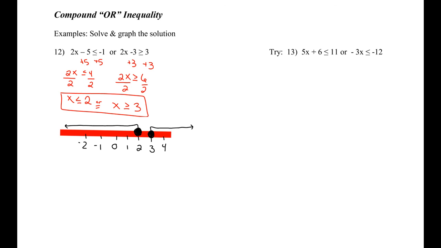Please try example 13 on your own. We will go over it tomorrow in class. For the examples that I asked you to try on your own, if you're unable to figure out how to graph them or you're confused, try to at least simplify the inequality and solve for the variable.